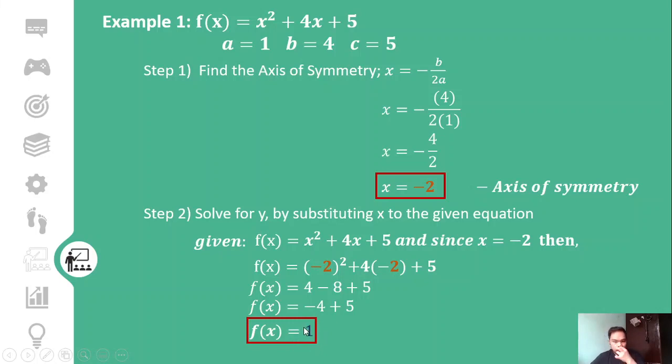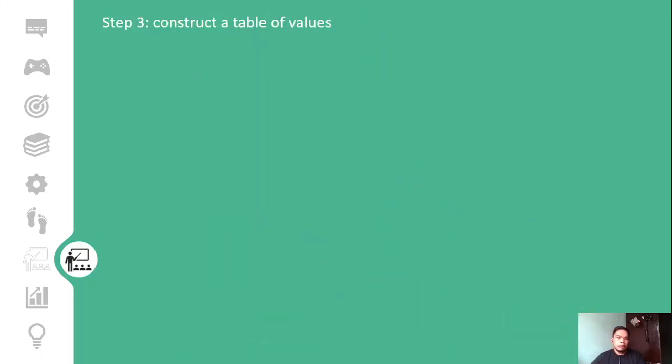So ito na yun. Kapag daw sinubstitute natin si negative 2 dito sa function na to, ang makukuha natin ay positive 1. So therefore, the vertex is at negative 2, 1. So again, this is x and this is y. So mauuna muna yung x which is negative 2 and then the value of y which is positive 1. So nakuha na natin yung coordinates ng vertex natin. Okay? Then after that, pwede na tayong gumawa ng table of values.